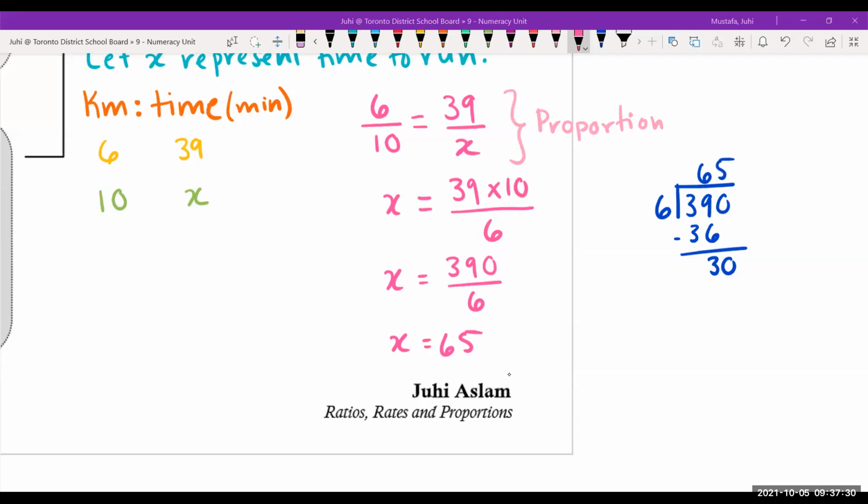Did you guys get 65 as your answer? Okay, a question like this is perfectly fine because remember I said long division, just using numbers like that is valid. So I could give you something like this.